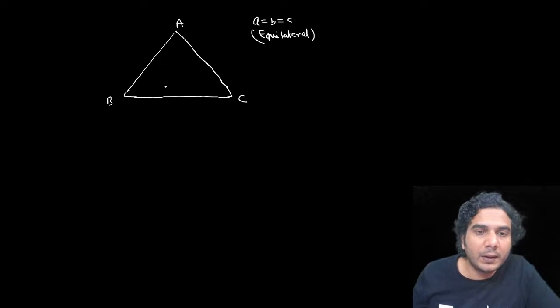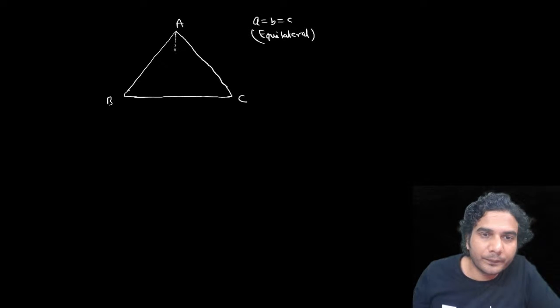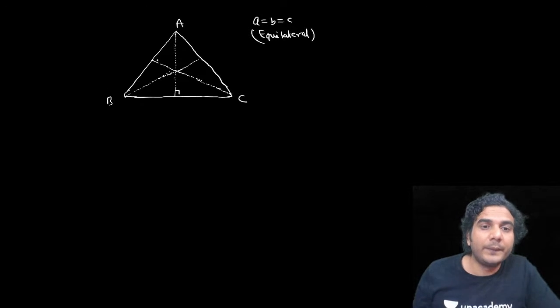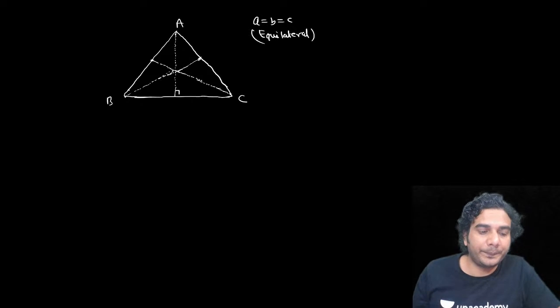So in an equilateral triangle, all three altitudes coincide. This is one of the altitudes, this is another altitude. And these altitudes are medians, these altitudes are angle bisectors and everything. So these lines which I'm drawing, you can call them median, altitude, angle bisector, or perpendicular bisector. Anything.